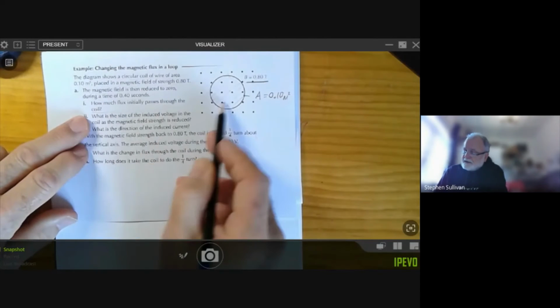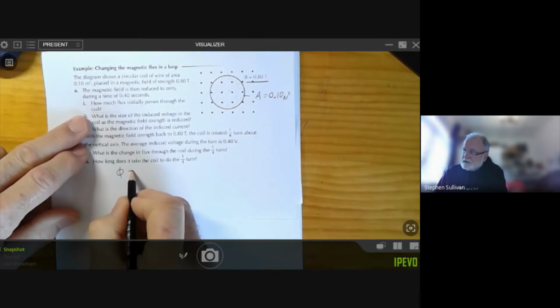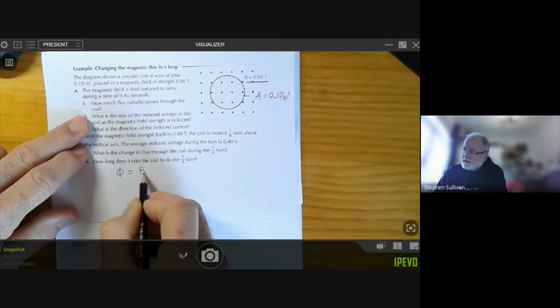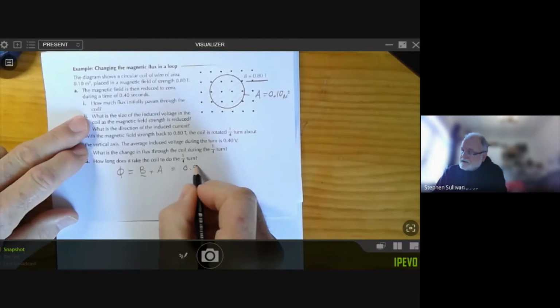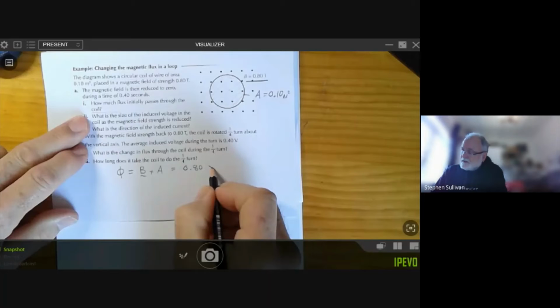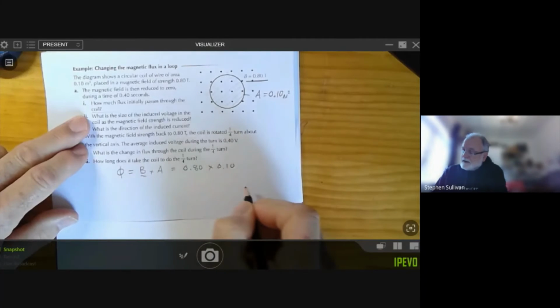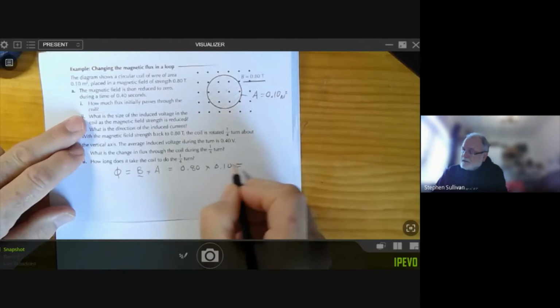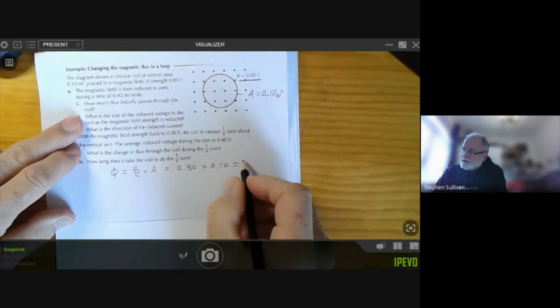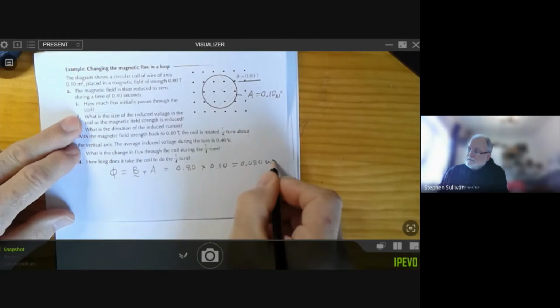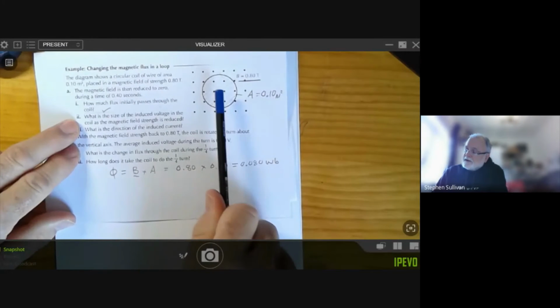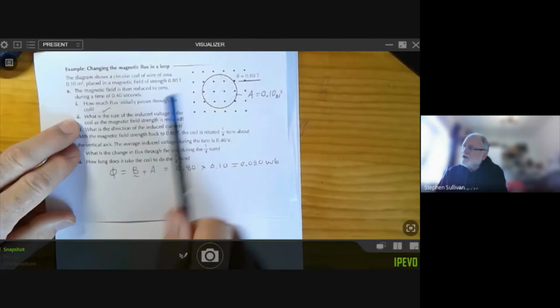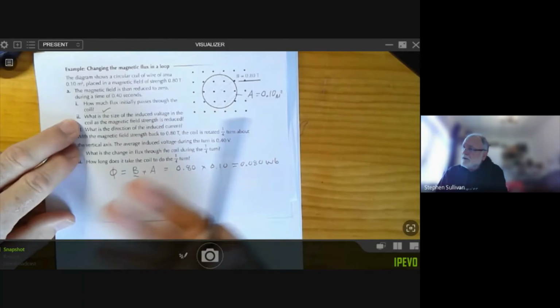So magnetic flux is equal to the magnetic field strength times the area. The magnetic field strength is 0.80 Tesla times area 0.10. So the magnetic flux is 0.1 times 0.80, 0.080 Weber. How much flux initially passes through this loop? Magnetic field times the area. That's how much magnetic field we've got to play with.